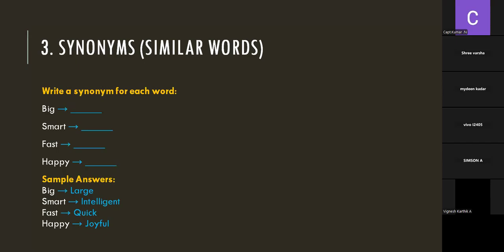Now let's see another part, that is synonyms. Similar words. Write the synonyms for each word. Big. Now you guys have to tell the answers. Big, large. Smart, intelligent. Fast, quick. Happy, joyful. That's great.